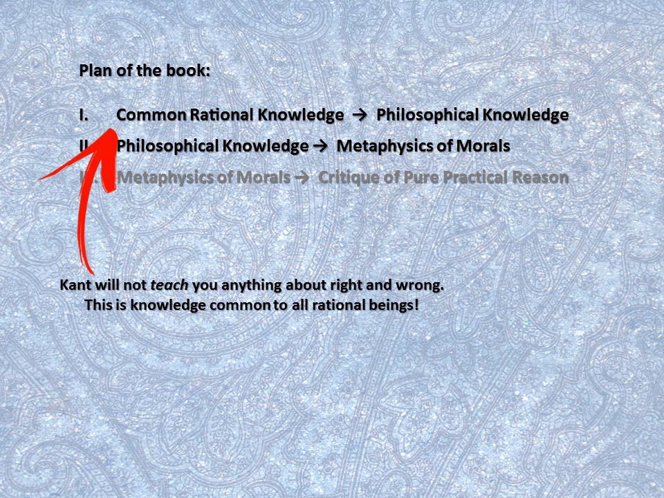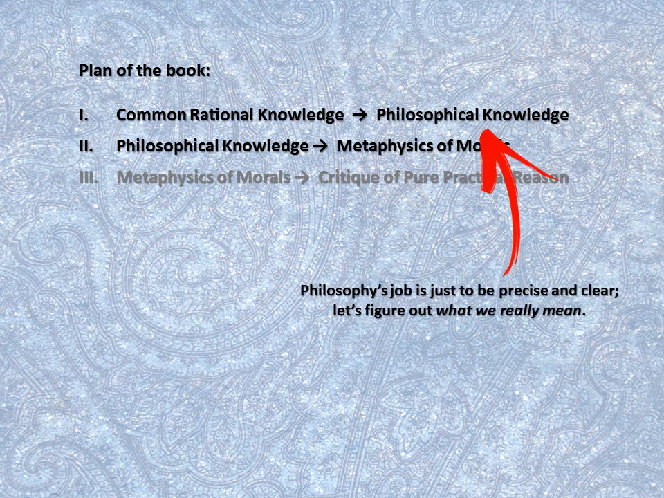Kant will not be looking to teach you the difference between right and wrong. If he's right, then just as a rational being, you already have some sort of an understanding of that difference built right into the structure of reason. And so what Kant is looking to do is start by just pointing out the way we do already talk about morals, the way we do already judge morality, whether you're aware of it or not. That's to say, the job of philosophy for Kant is to clarify for us, to be more explicit about what we're already doing.